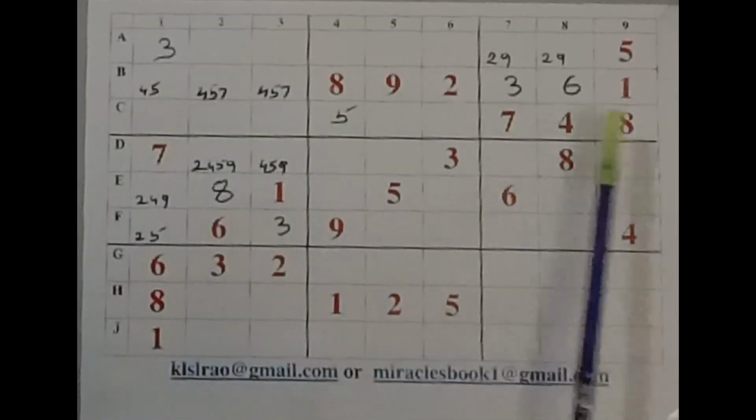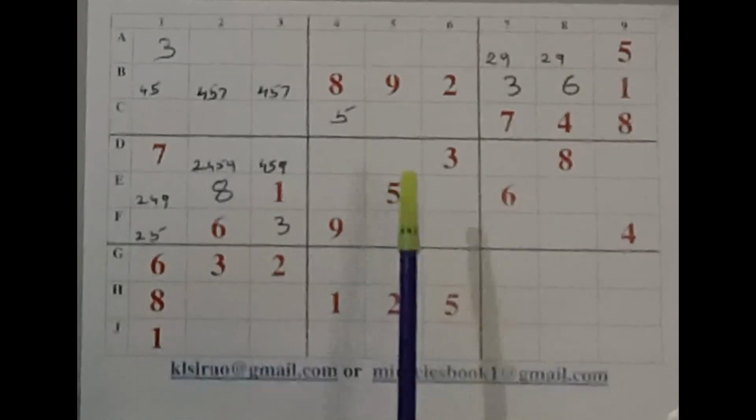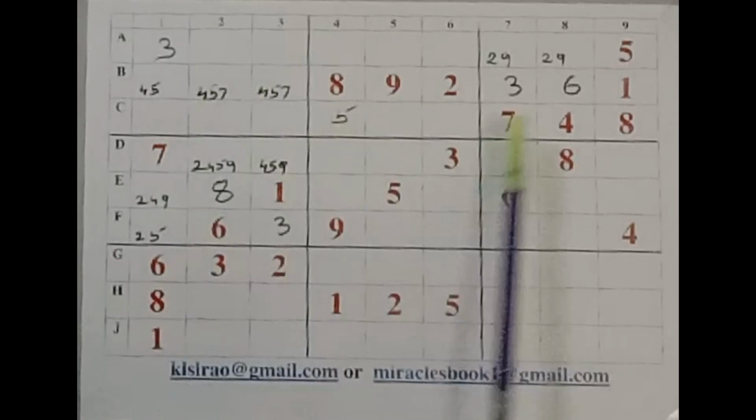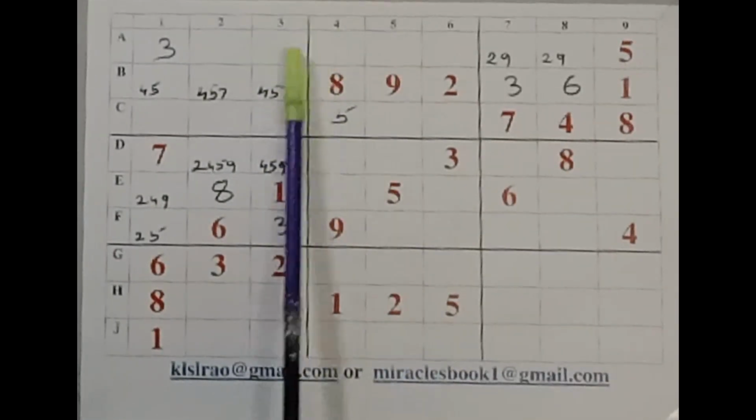After 5, 6 appears once. 7 gets these 3 places. 8 gets this place. Have a look.